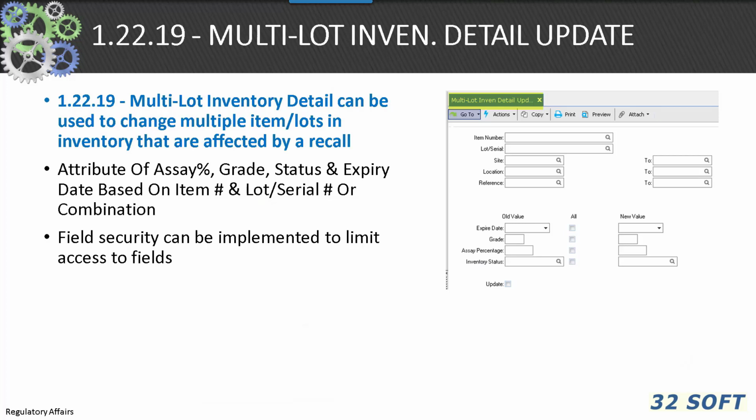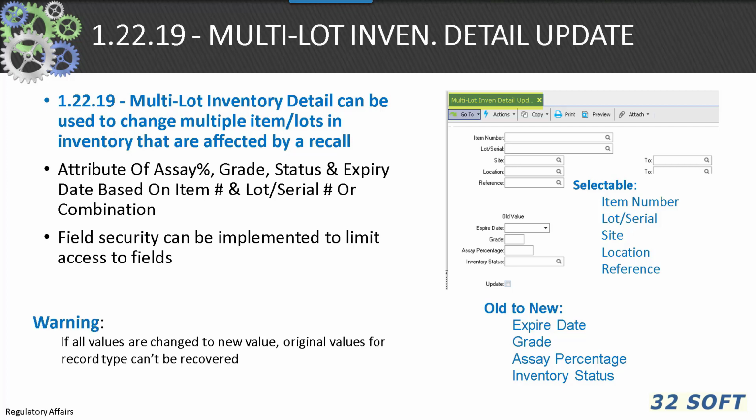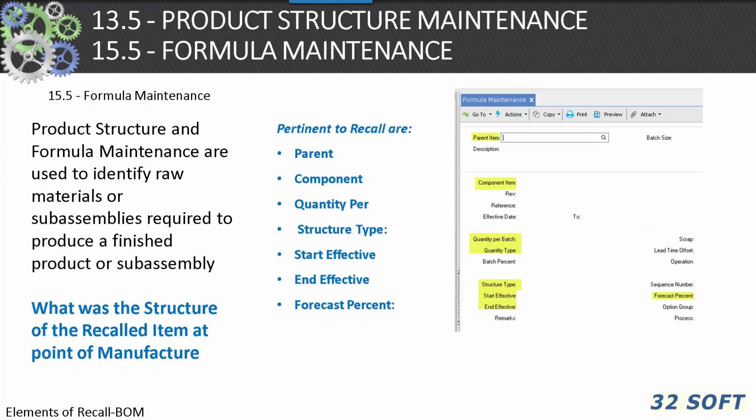1.22.19, multi-lot inventory detail, allows you to affect a whole bunch of part numbers at once. This can be very helpful. You can select by item, lot, location, reference, and you can change from old to new for expired, grade, assay, status, etc. Just be careful. Once you've done it, can't go back.